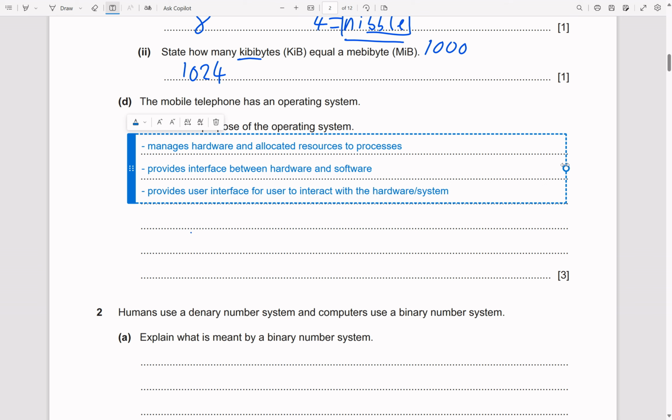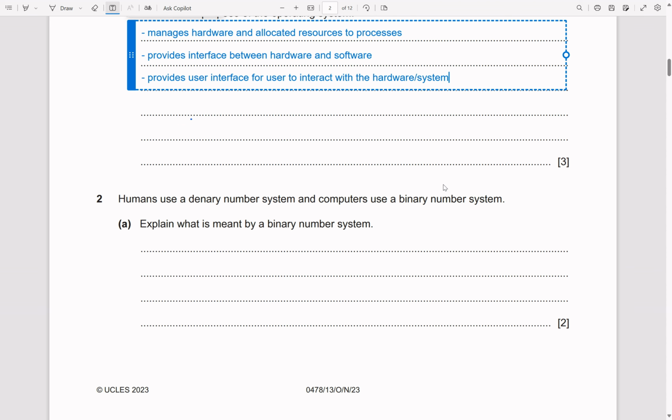And this user interface, again, it could be a command line interface, graphical user interface, even things like speech-based interface, gesture-based interface. So I think that should be okay. And again, probably check the mark scheme because they might give you 5 different options here.